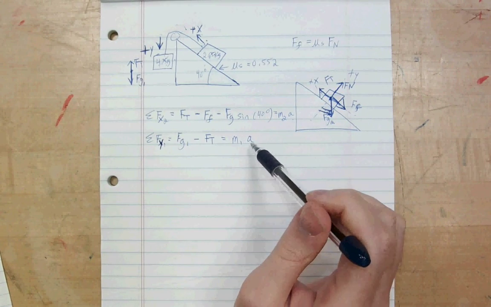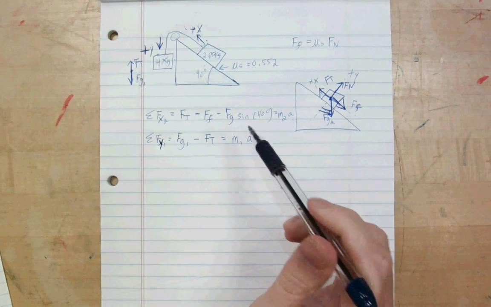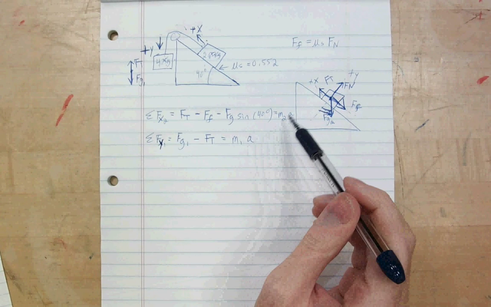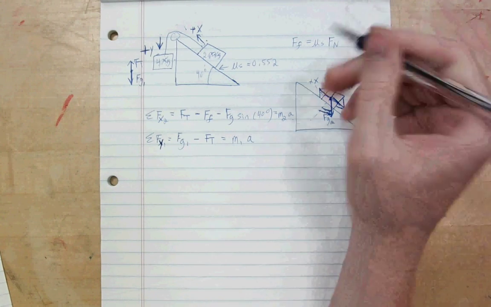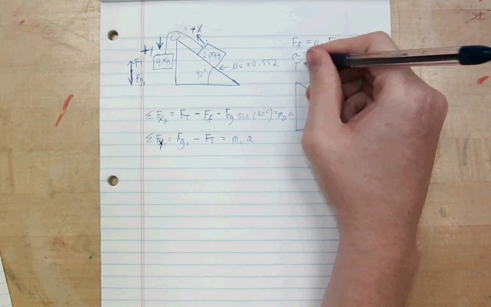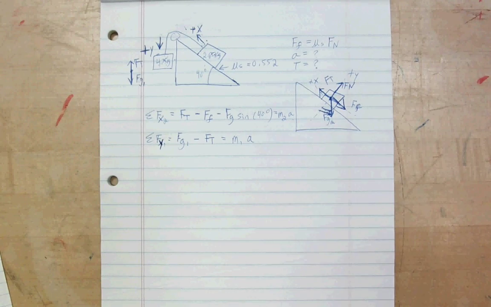Now what I want to do is eliminate one of the variables because I'm looking for the acceleration of the system. Ultimately, we can find the acceleration of the system. We can also find the tension in the string. Those will be the two things we look for here.